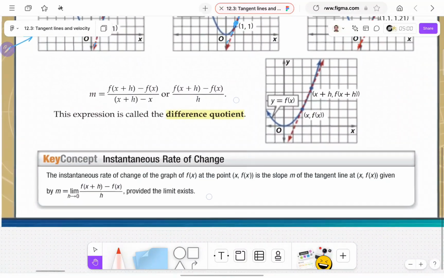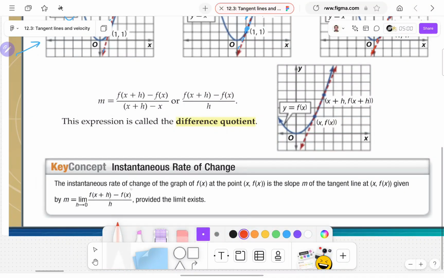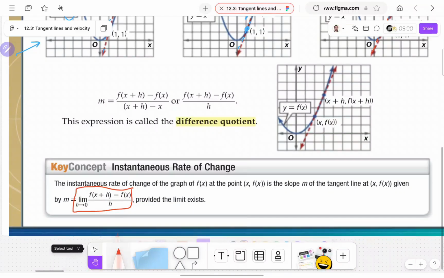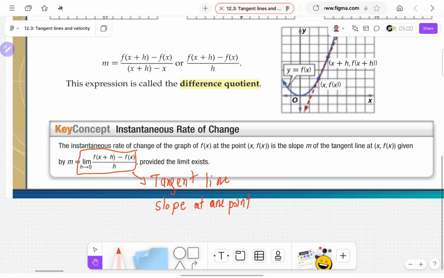How can I do it, or which is the formula? The formula is this one here. The formula is the limit as h approaches 0 of f of x plus h minus f of x, over h. So this is the formula to find the tangent line. Okay, let me write it here. So this formula can find for you a tangent line, or the slope at a point, at 1 point. Okay, now what should we do?